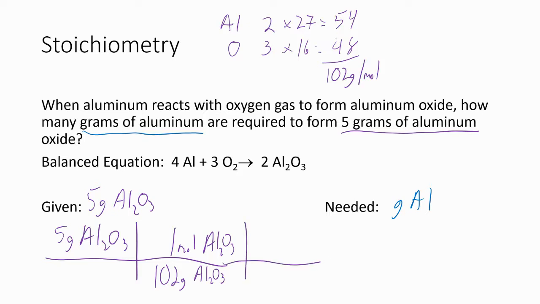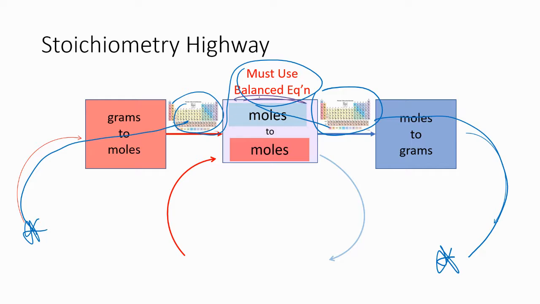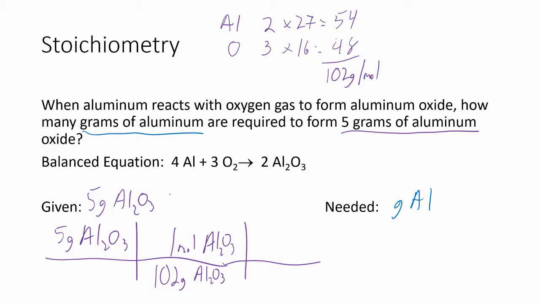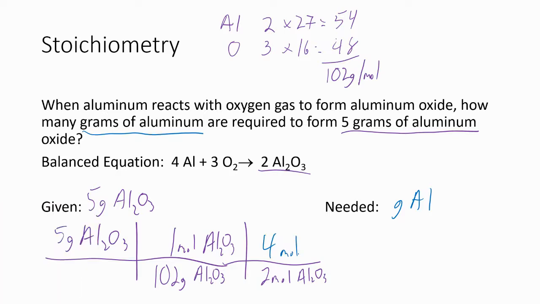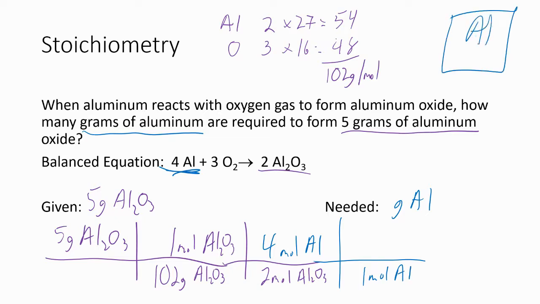All right, now we're out of grams. Once we're out of grams, we got to go to that balanced equation. For every 2 moles of Al2O3, we need 4 moles of aluminum. Balanced equation's been used, but we still got to keep going to grams. So if we're going to keep going to grams, we need to again go to the periodic table. And 1 mole of aluminum on the periodic table is 27.0 grams.